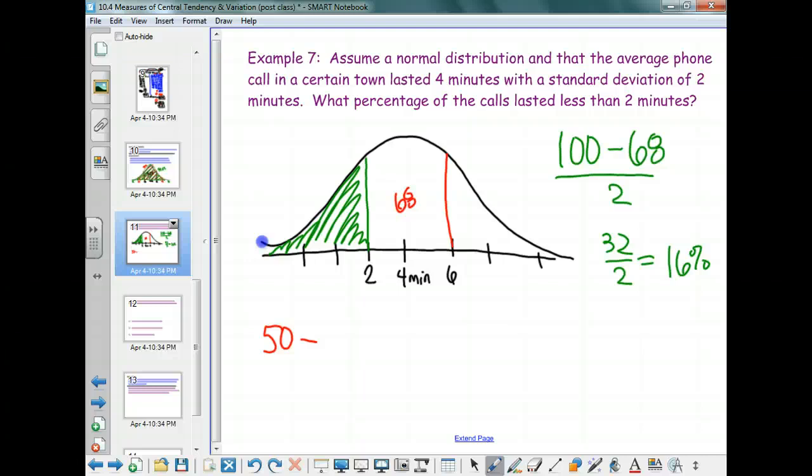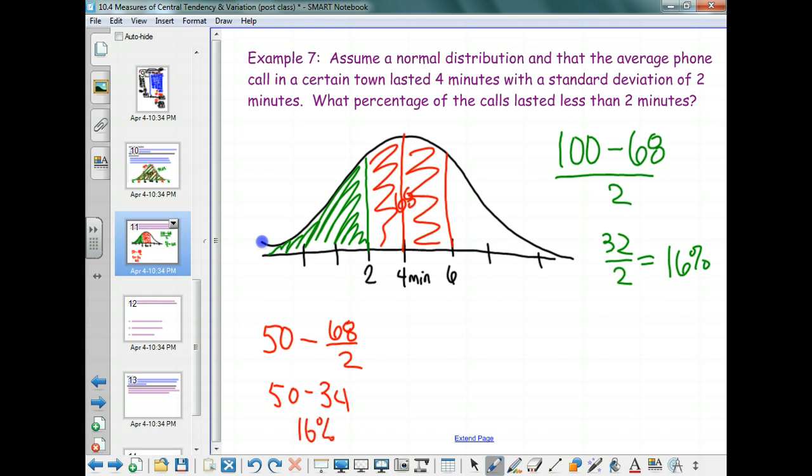Minus half of 68. Because half of this 68 is going to be right here, and the other half is going to be right here. So half of 68 looks an awful lot like what number? 34. So this could be 50 minus 34 to give me 16%.